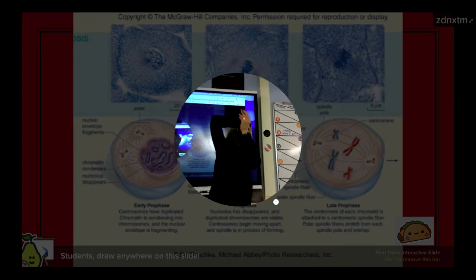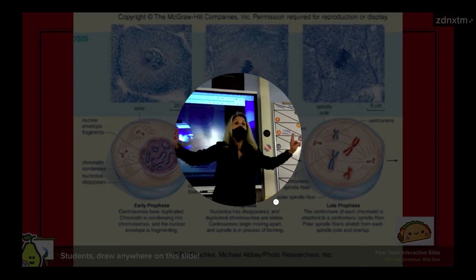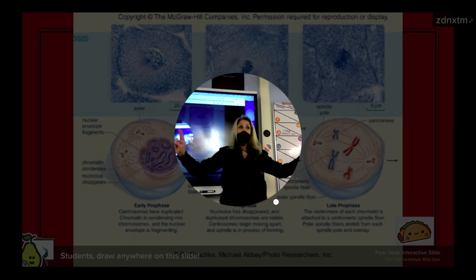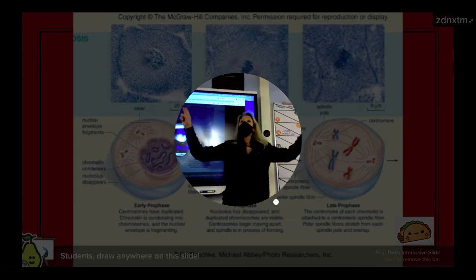They meet in the middle at metaphase 1, away at anaphase 1, to nuclei at telophase 1, cytokinesis. We are now considered haploid. Why? The homologous pairs have been separated. The divorce has occurred. Prophase 2, metaphase 2.